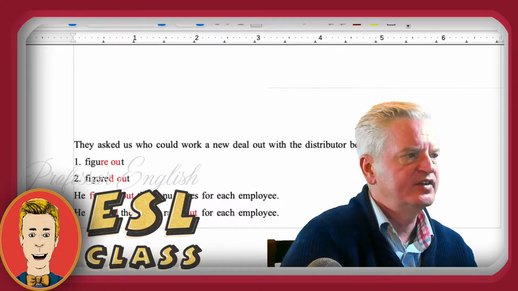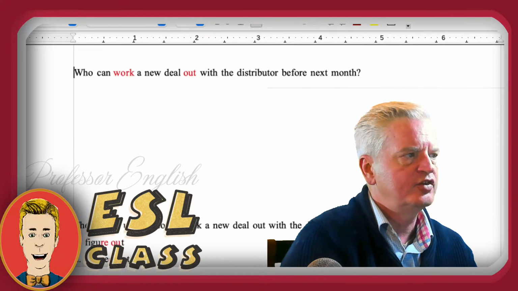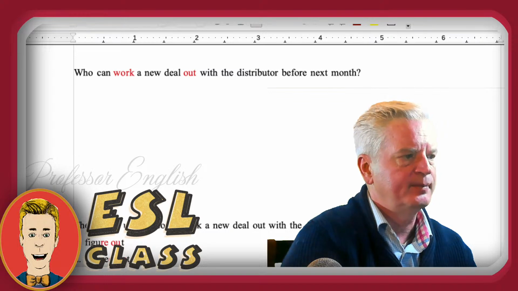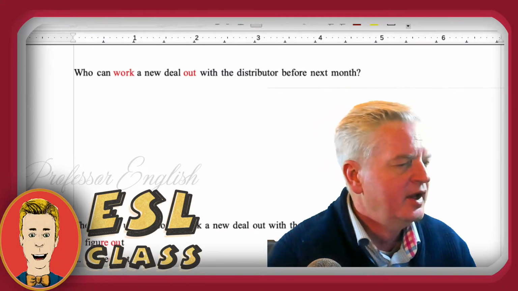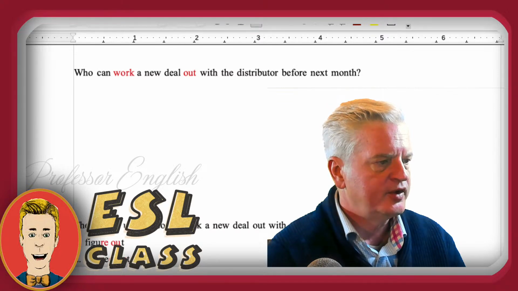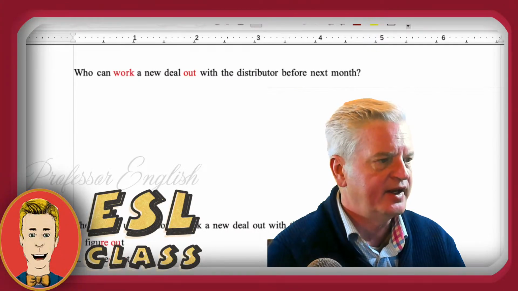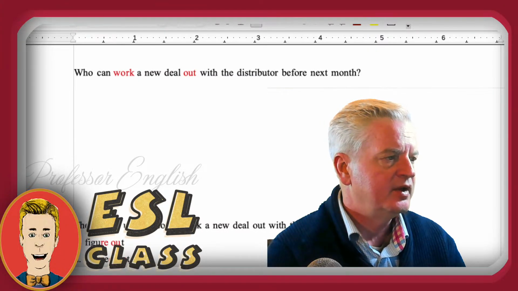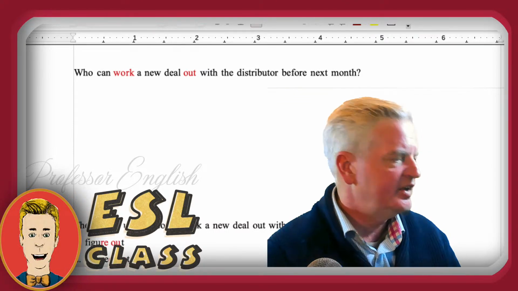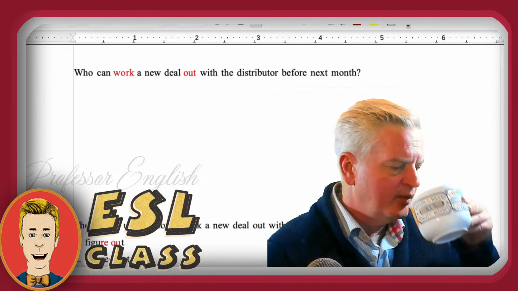Let's move on to the next sentence. I'm just going to say the sentence, and I want you to try to repeat what I'm saying. He figured out the bonus rates for each employee. He figured out the bonus rates for each employee. The vocabulary in these exercises is not complicated. You should know all of these words if you're intermediate to advanced. He figured out the bonus rates for each employee.